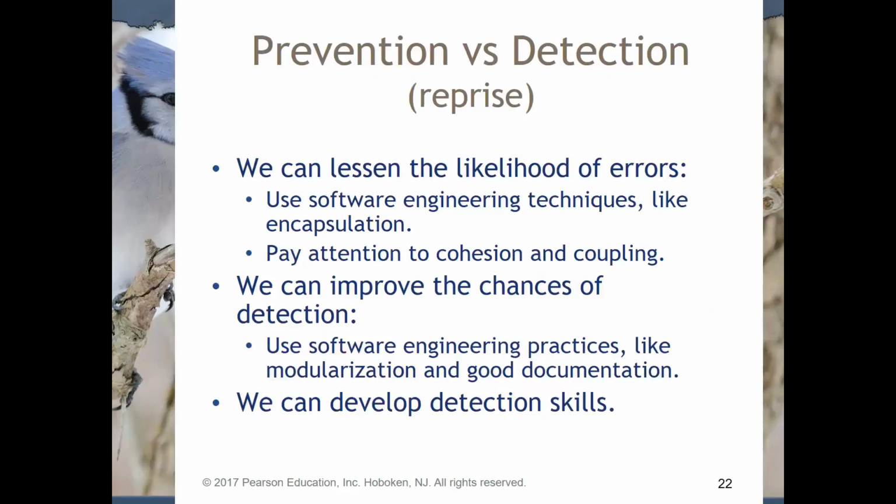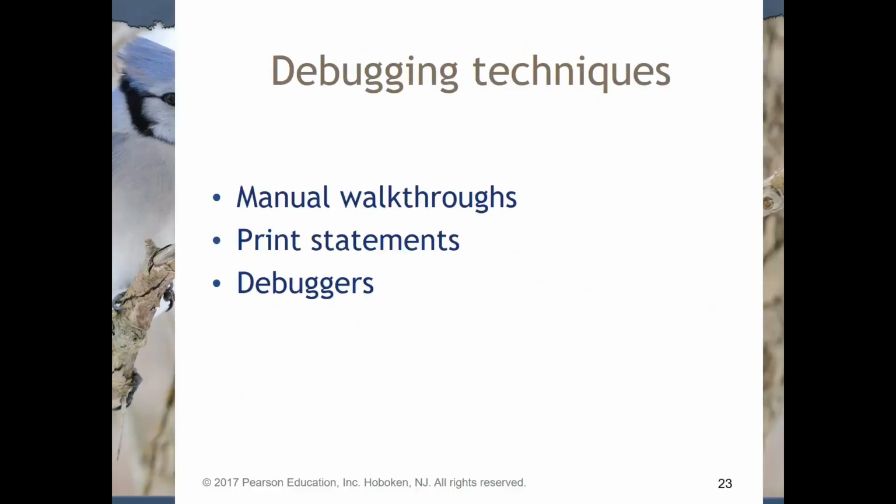Prevention versus detection, we talked about this before. We can lessen the likelihood of errors if we use software engineering like encapsulation, etc. We can improve the chances of detection if we use good documentation and modularization like you're supposed to. And if your shop develops good detection skills, everyone wins. Now, things go wrong eventually. Even though they may have made it through a test harness, you now need to develop additional skills, such as a manual walkthrough, print statements, and debuggers.